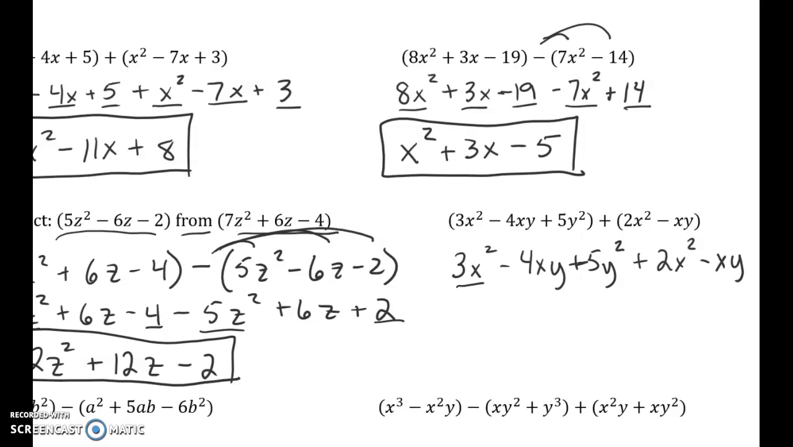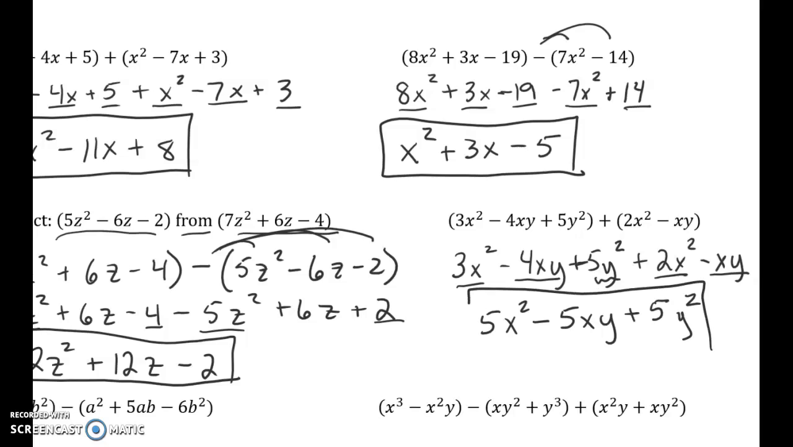So we can combine the 3x squared and the 2x squared, 5x squared. We can combine the negative 4xy and the negative xy. It's going to be minus 5xy. There's nothing to combine the 5y squared with, this little guy, but we'll have to just tack that on at the end. So plus 5y squared. All right.